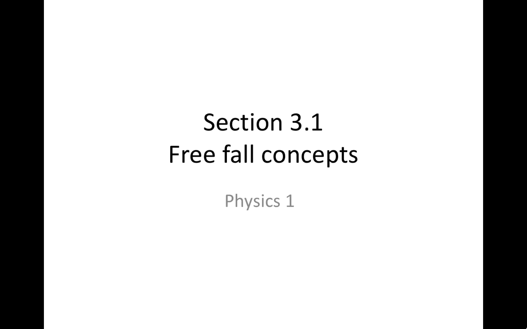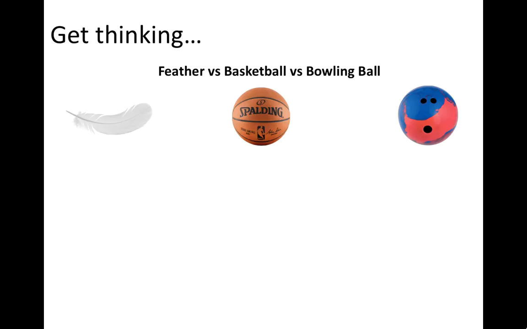In section 3.1, I'm going to cover some of the important concepts regarding objects in free fall. To begin, I want you to get thinking about this race between three objects: a feather, a bowling ball, and a basketball. If we drop them from the same height at the same time, which one will hit the ground first? Well, we may expect that the heaviest object, the bowling ball, will come in first place, right?